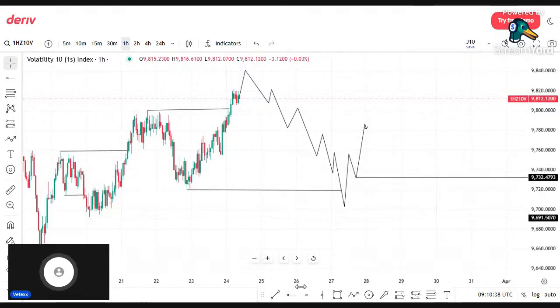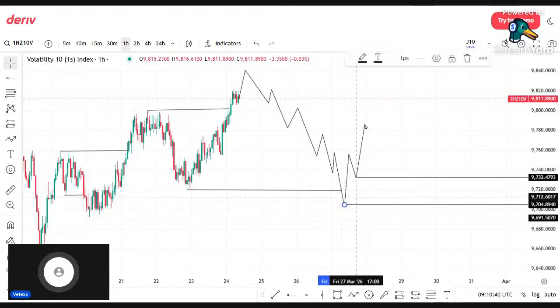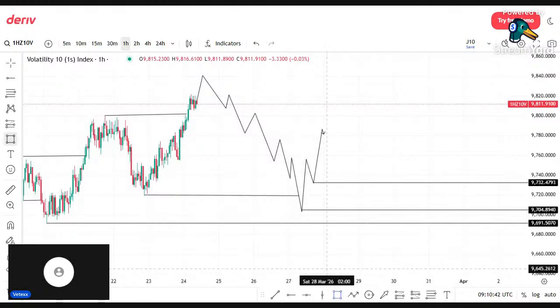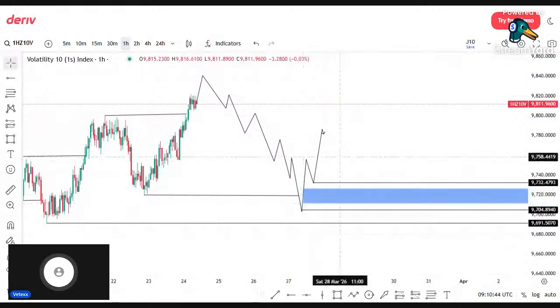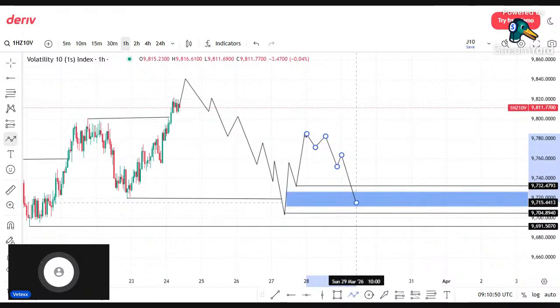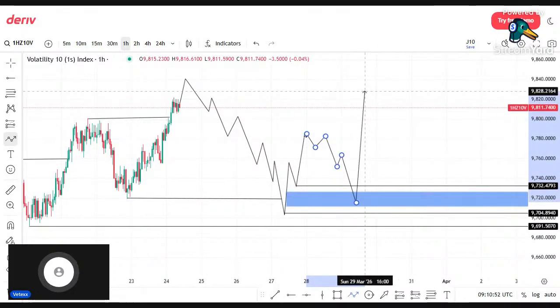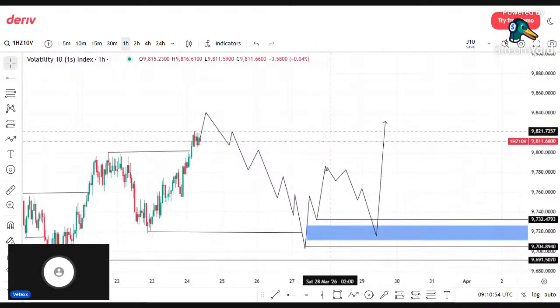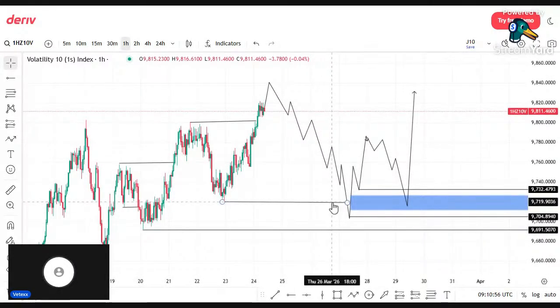Remember, it is not guaranteed. So price might take out your structural liquidity. So we have this. You must wait out for this before you take your trade. So once price does this, wait for price to tap into this zone, give you a confirmation, and then you buy to the upside. So this is what you will look out for.